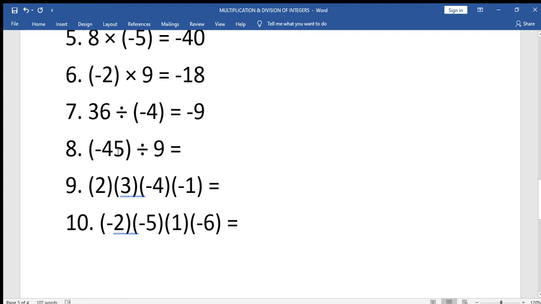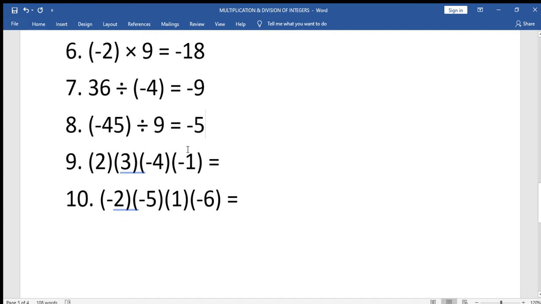Okay, then our eighth example, we have negative 45 divided by 9. So we have a negative sign and we have a positive sign for 9. So they are again different signs. Kaya magiging sagot dyan, it will become negative 45. Pag dinagdag mo ng positive 9, the answer is equal to negative 5.